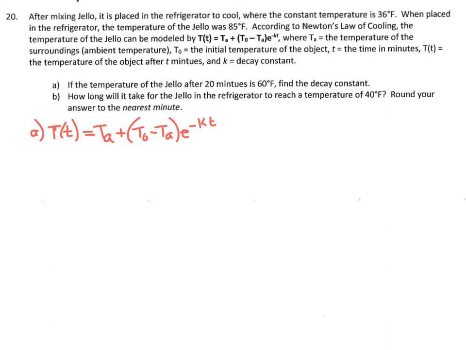All right, so it says that after mixing Jell-O, it is placed in the refrigerator to cool where the constant temperature is 36 degrees. Okay, so we're placing this Jell-O in a refrigerator where the temperature is 36 degrees. When placed in the refrigerator, the temperature of the Jell-O was 85 degrees. Okay, so this Jell-O was originally 85 degrees, so that's going to be T sub 0. That's going to be the initial temperature. So in place of T sub 0, we can plug in 85.